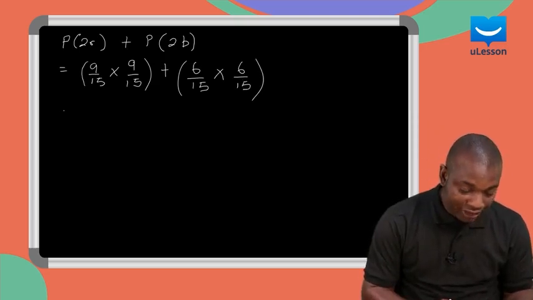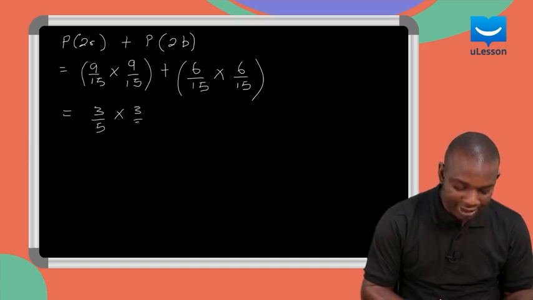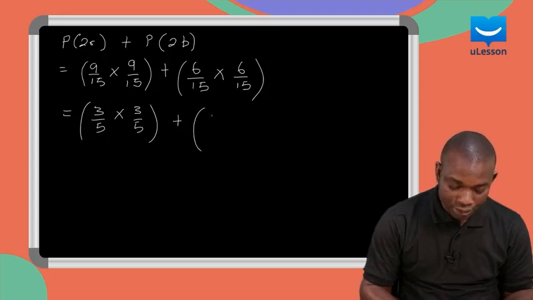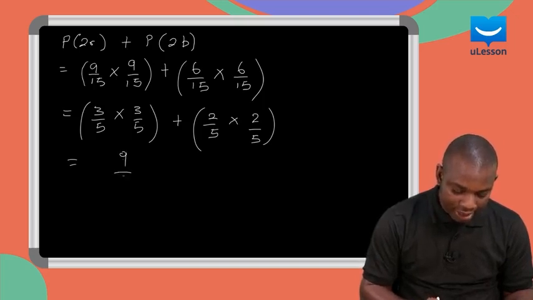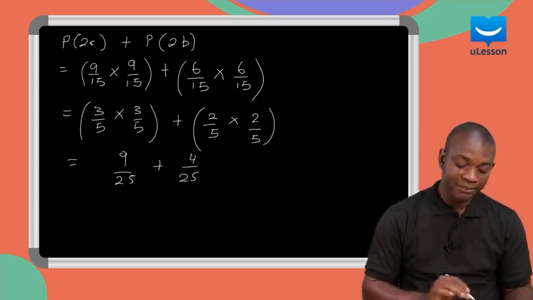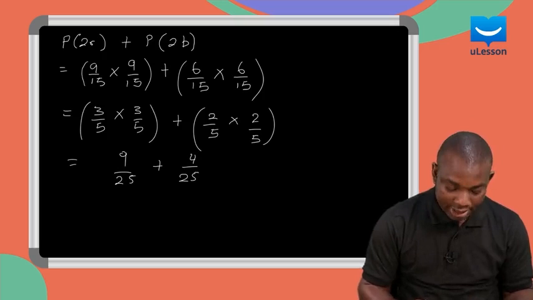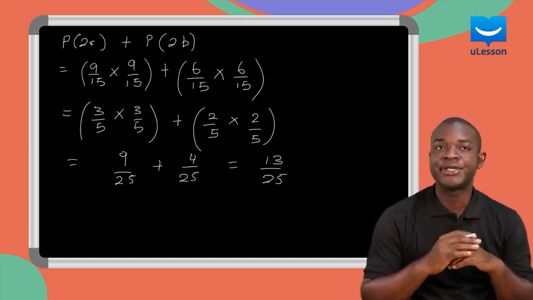Now, we can reduce 9 over 15 to 3 over 5. So, in the first bracket, we have 3 over 5 times 3 over 5. And we can also reduce 6 over 15 to 2 over 5. So for the second bracket, we now have 2 over 5 times 2 over 5. Now, solving what we have in the brackets first, we have 9 over 25 plus 4 over 25. And adding this together gives us 13 over 25 for the first part of the question.